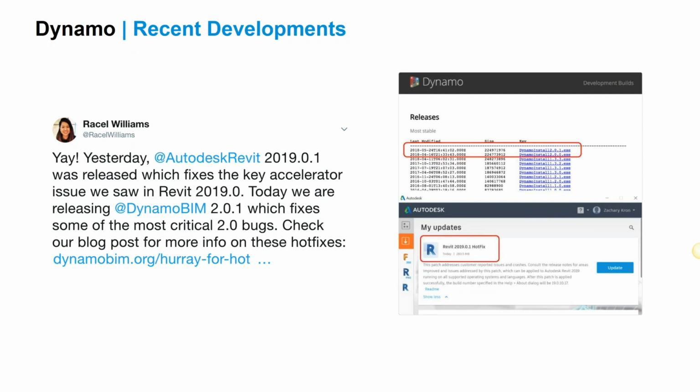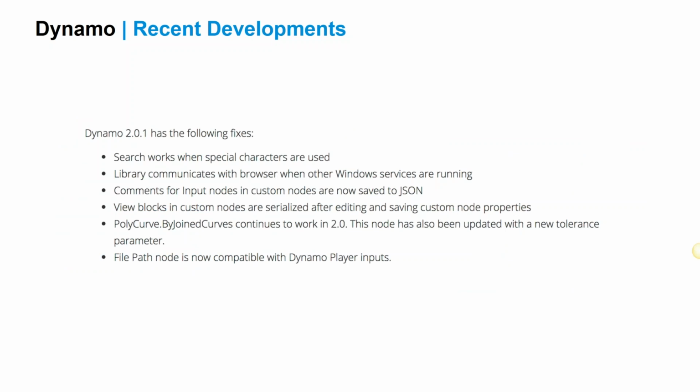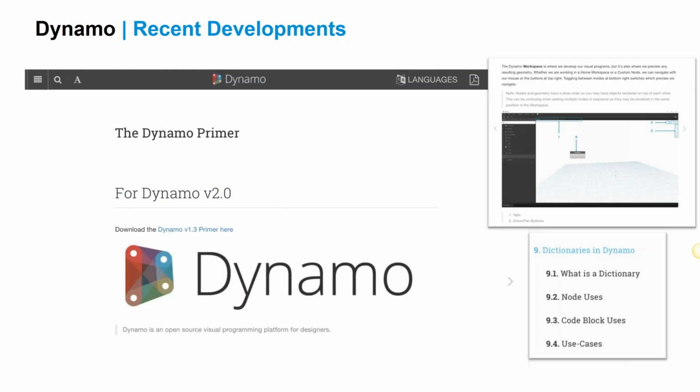It had a number of bug fixes. There were a few things that came out with the latest release of Dynamo that we wanted to fix: the way that search works, a few things about the library, and some file compatibility. For those of you who are using Dynamo 2 point something, please make sure that you're updated to the most recent version, because it has some nice critical bug fixes. We also have done some recent updates to the Dynamo Primer, which is the main way that we get education out about how people can use the software and how people can interact with it.